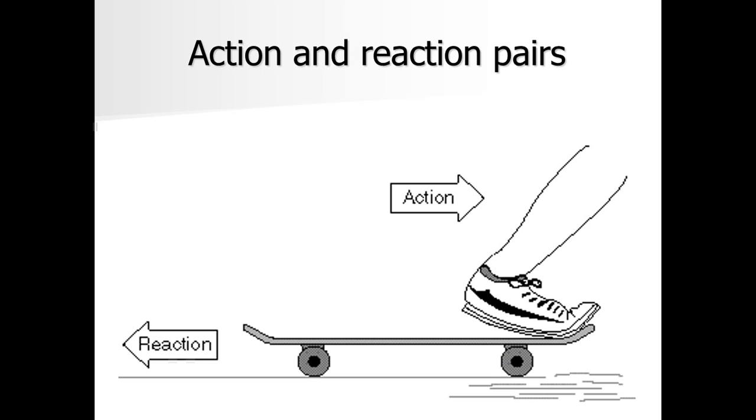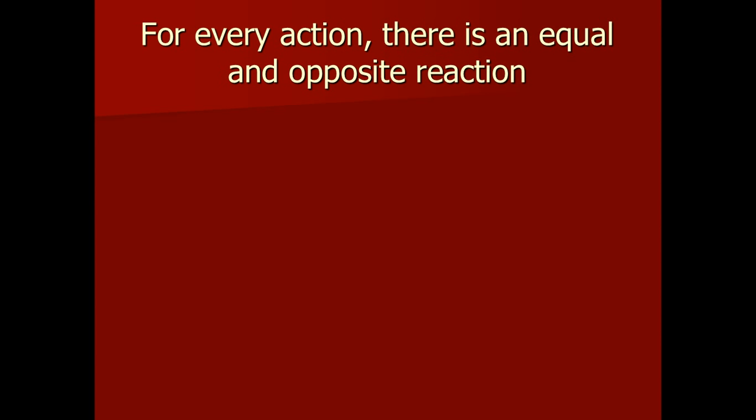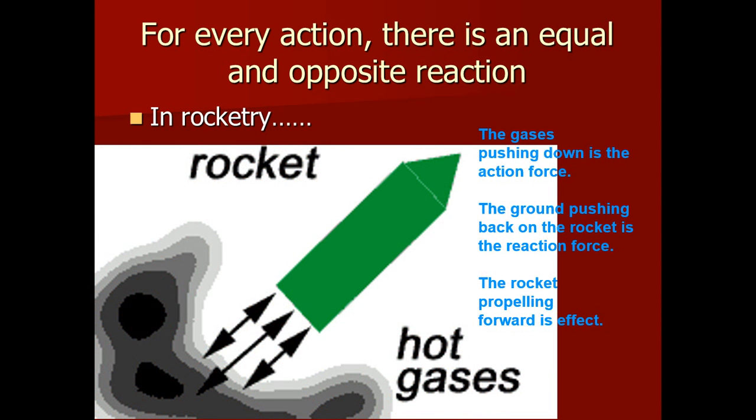If they didn't, when you put your hand down on the table, your hand would go straight through the table if the table didn't push back on your hand. For every action, there's an equal and opposite reaction.